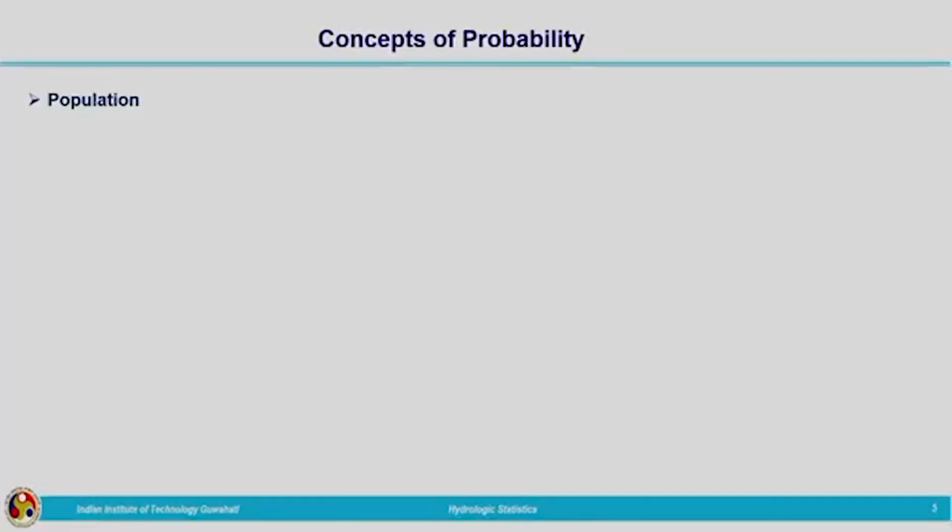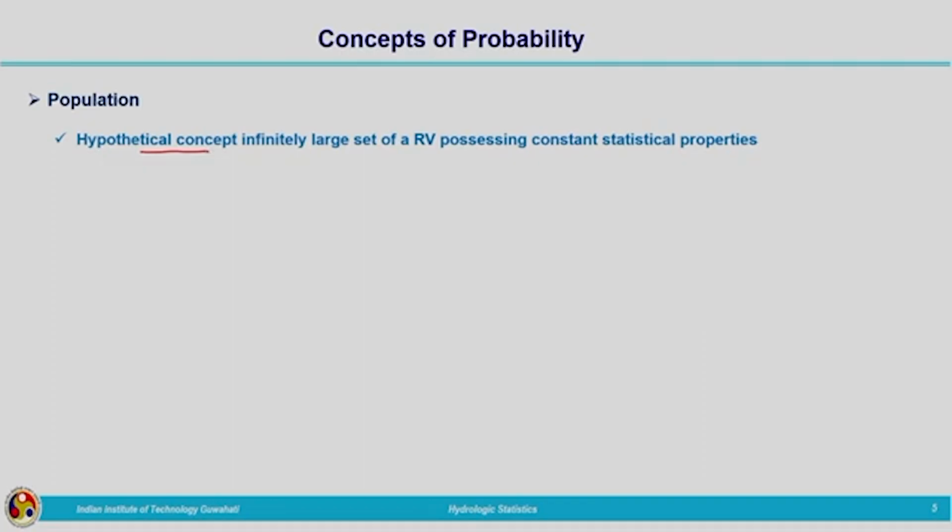So first we need to have the understanding about population and sample. This I think I have explained during the time of the rainfall related topic, but still I will repeat here. Population is a hypothetical concept which is used for an infinitely large set of a random variable possessing constant statistical properties. Population is a concept which is representing a large number of variables. This is a hypothetical concept.